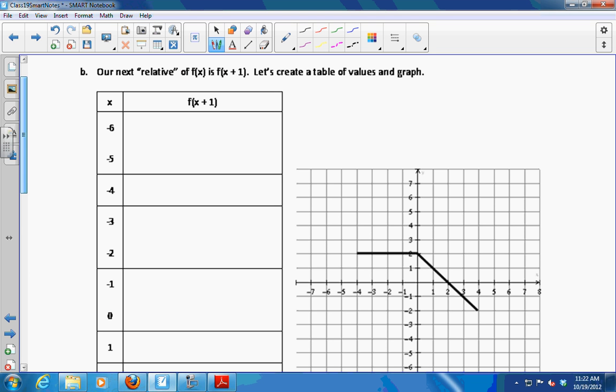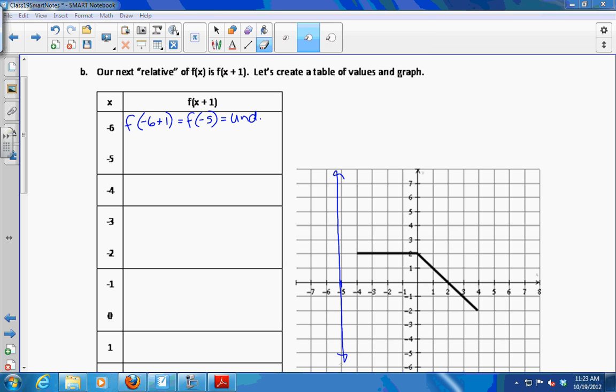So f of x plus 1, when x is -6, would be f of -6 plus 1. So you add to the x first, then evaluate. So what is -6 plus 1? -5. So I need to know f of -5 here. So to evaluate f of -5, I go to my graph of f. And what is the y value when x is -5? There isn't one, right? Here I find -5, and oh, I have no graph here. So this is undefined. So I don't actually have a value there.